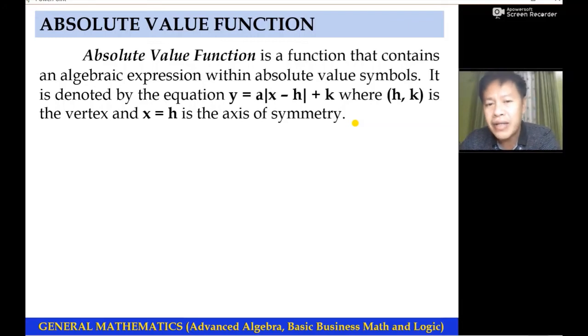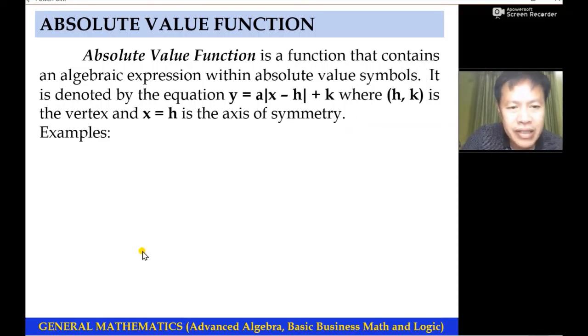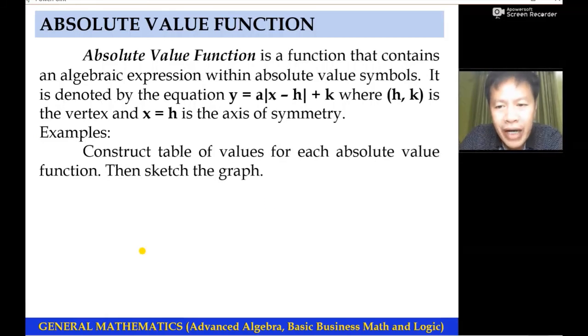When you say axis of symmetry, it is a line perpendicular to the horizontal line, and that line divides the opening of the absolute value function into two congruent parts. Okay, let us have these examples. Construct a table of values for each absolute value function. Then sketch the graph. Number 1.